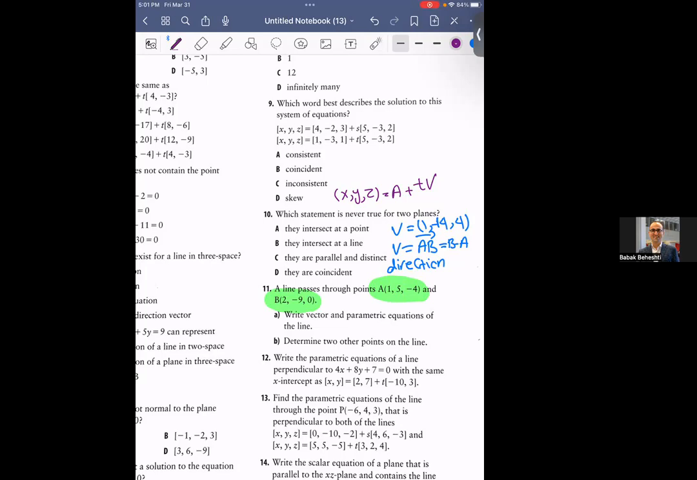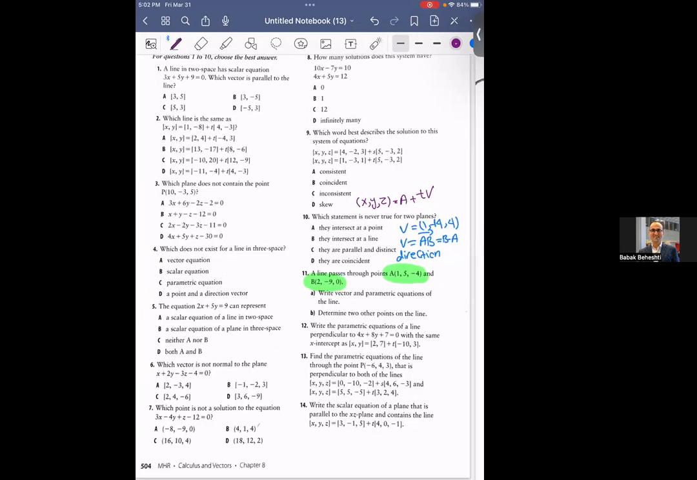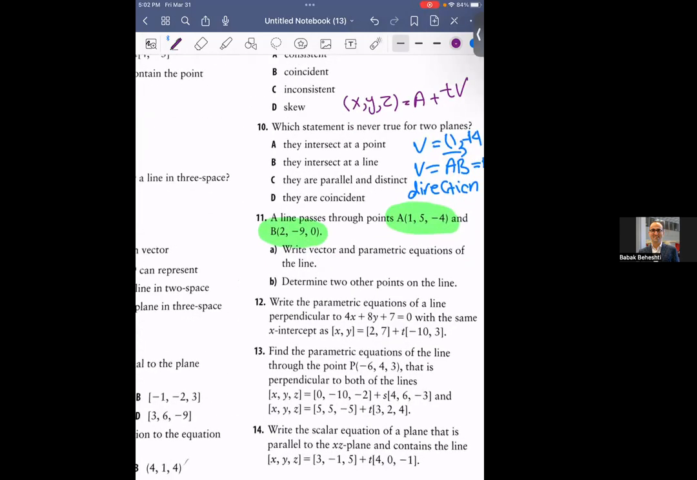Now, another remark. Question 13 says: find the parametric equations of the line through the point P that is perpendicular to both of these lines. Because it is perpendicular to both of these lines, that means the direction vector of the line that we are looking for is perpendicular to the direction vectors of these two lines. So what is the direction vector of these two lines?